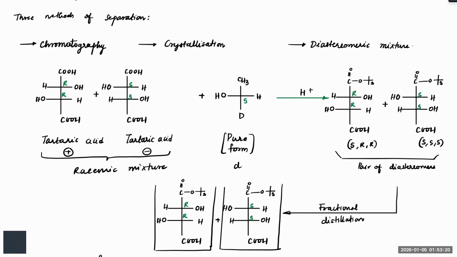An interesting feature of a diastereomeric pair is that boiling point, melting point, density, viscosity, everything will be different. So it's easy to separate them out. A pair of diastereomers can be separated out using fractional distillation. So by fractional distillation, this and this can be separated out. So now we got two things separated.